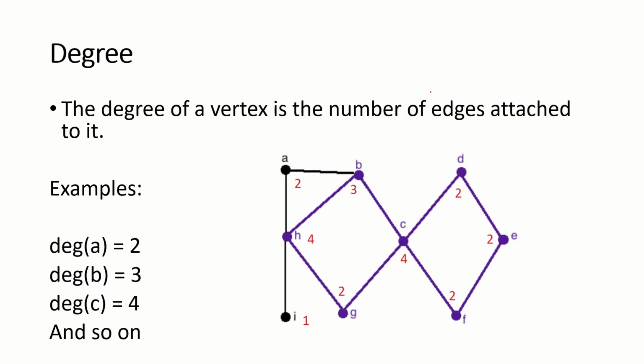Now let's go to the degree. The degree of a vertex is the number of edges attached to it. Now look at A. How many edges? We have 1 and 2. So the degree of A is 2. For vertex B, how many edges attached to it? We have 3. 1, 2, 3. Vertex C, we have 1, 2, 3, 4. So that's why the degree of C is 4. D 1 and 2, E 1, 2, F 1, 2. So all of these three vertices have degree 2. Also with G. Now vertex I has a degree 1.